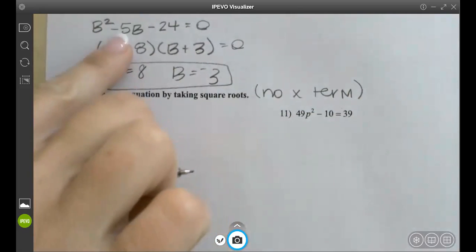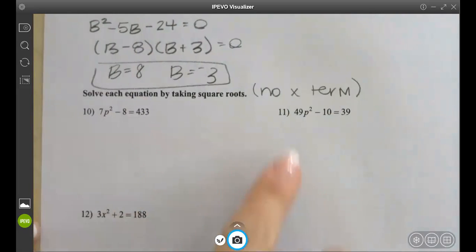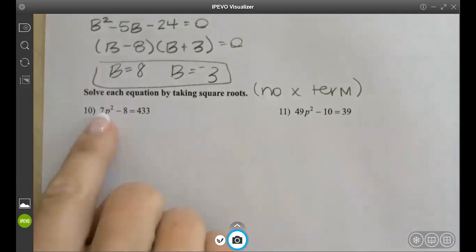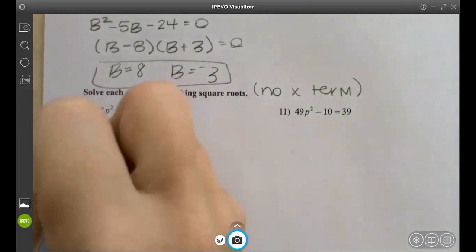Meaning there's not that middle one, so there's no 5b. So if you look, that's just p squared. There's no single p in there at all, okay? So the way we do this is go ahead and move everything away from that p squared. So I'm solving for p squared, what's on the same side but not with it. How do I get rid of the negative 8? Add 8.